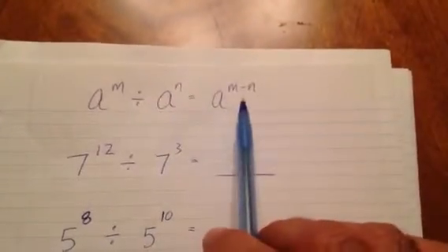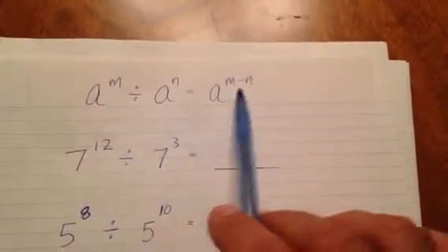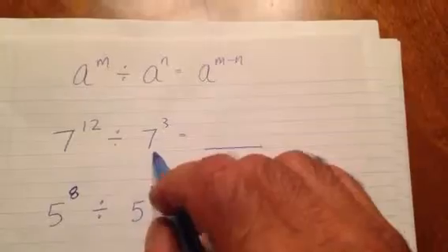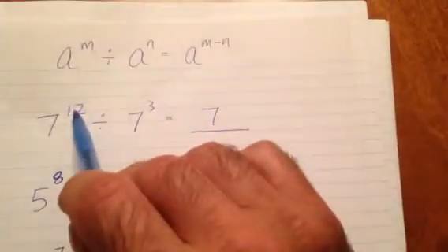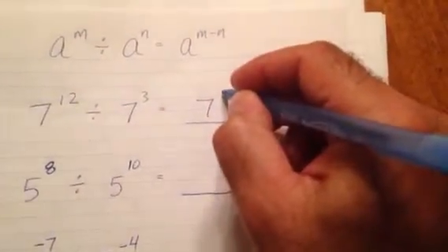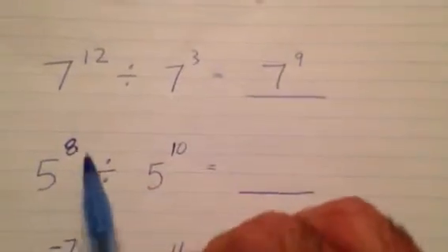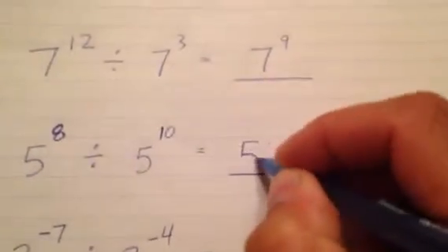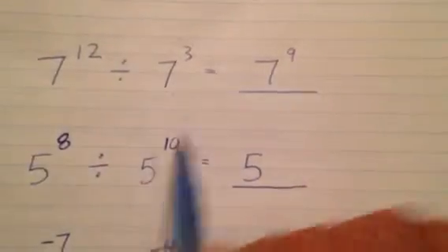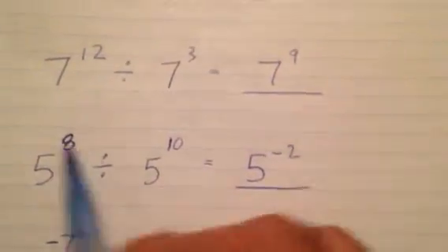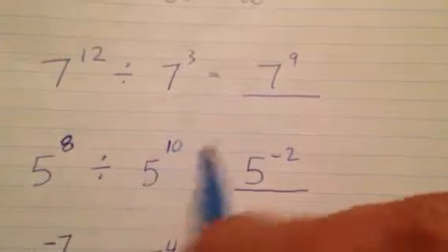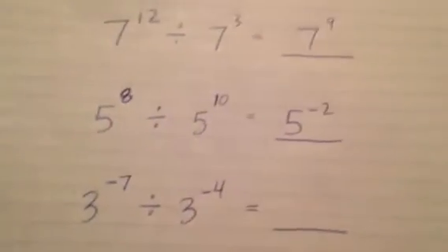Next law is a to the m divided by a to the n equals a to the m minus n. So you keep the base, subtract the exponents. So keep the 7, and 12 subtract 3 is 9. Okay. 5 to the power of 8, divide 5 to the 10, keep the 5. 8 subtract 10, this is a -2, because 8 subtract 10 will give you a negative answer.